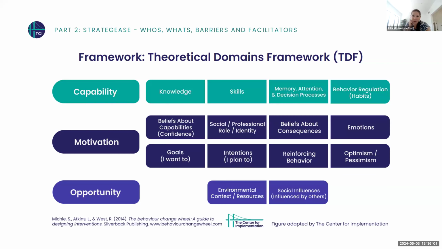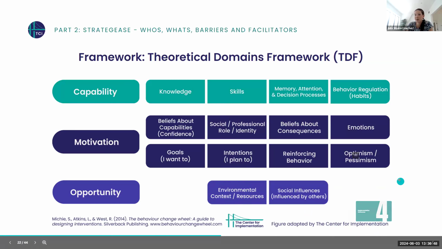And in opportunity, we have two things, but they're actually huge buckets. All of those environmental context and resource pieces, and the fact that we're often influenced by other people in the system. We actually use an entirely different framework called the Consolidated Framework for Implementation Research, or CFIR, if you know that one, to unpack this box right here. So we're not going to get into that in detail today because we use a whole other framework to do that, but it kind of gives you an idea of the different kinds of barriers that we see when we're thinking about those individual barriers.